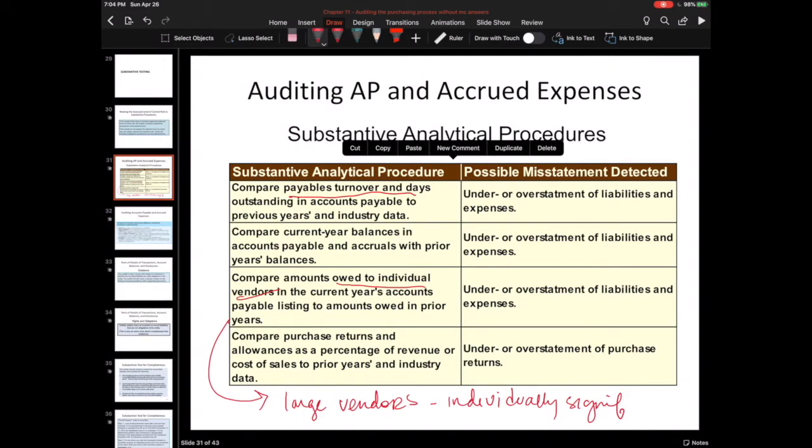So that's often an analytical test we'll do, but it's also helping us establish completeness, right? Because we're expecting to see the same big vendors kind of year after year after year. It'd be strange to see them suddenly missing from AP.